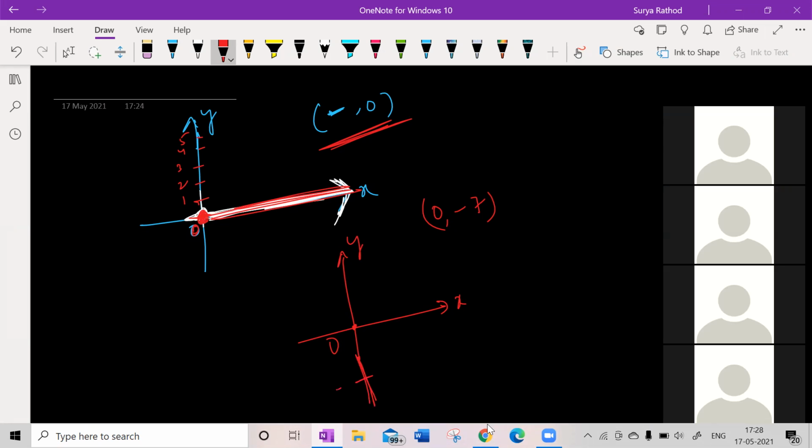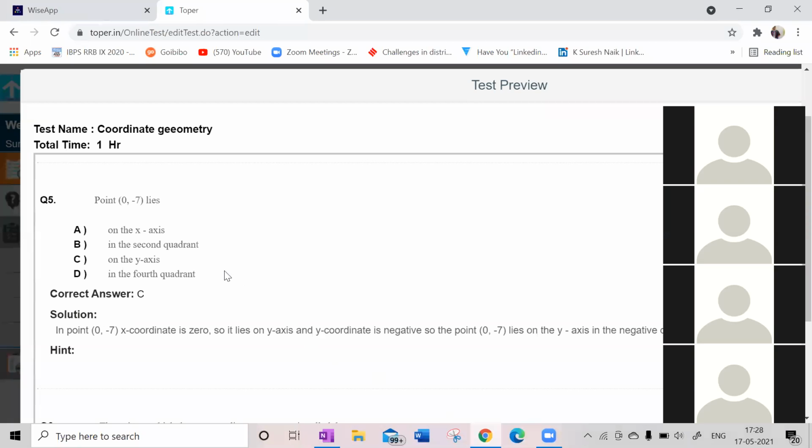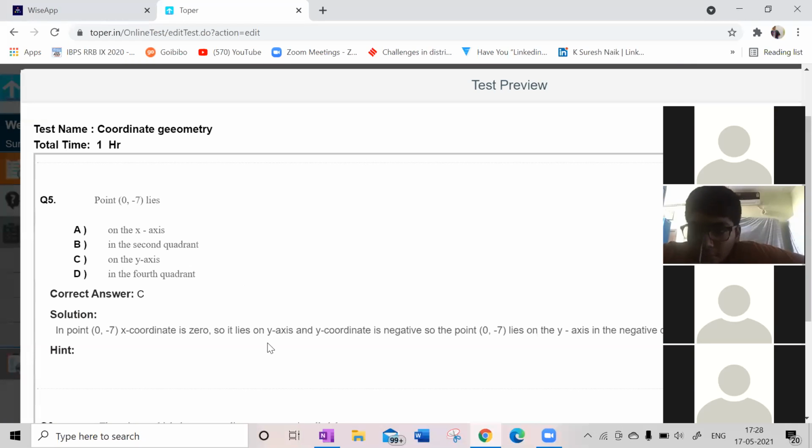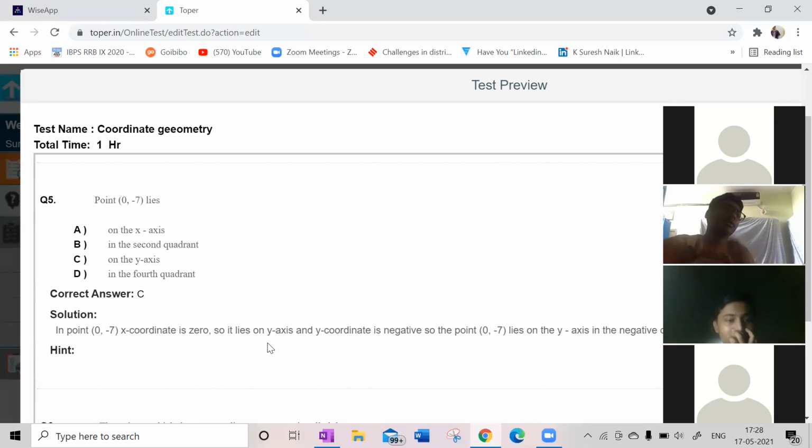Here, somewhere. So it will be here. Where is it lying? On the y-axis. On the y-axis. So option C is correct. Fifth question, option C is correct. Any doubt here? Any doubt?